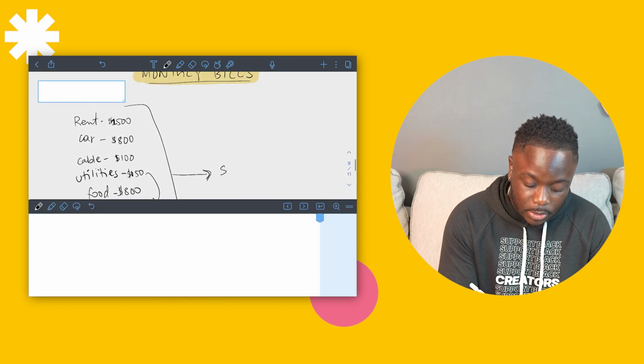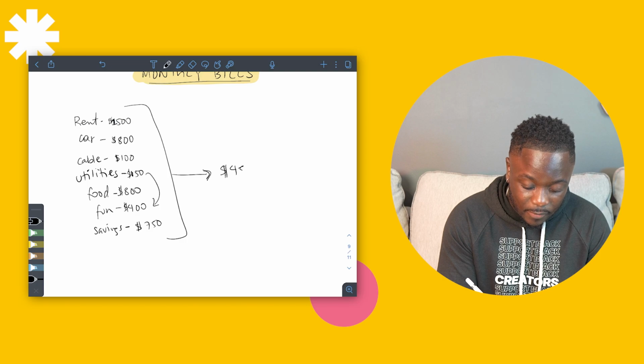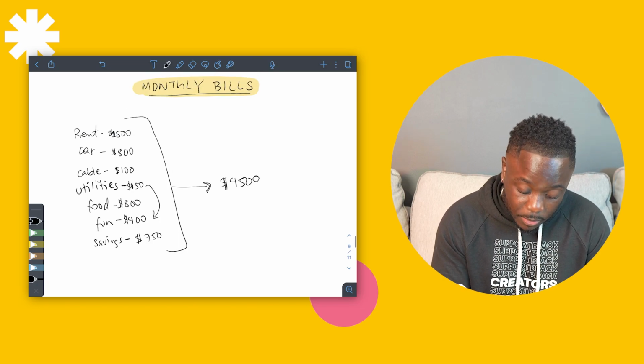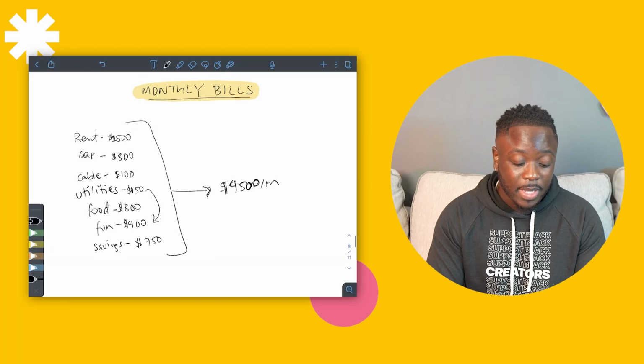If my math is correct, and pardon me if it's not, I think we got $4,500 here. So that's your number. This is your monthly bill. $4,500 a month is the least amount of money you need to make in whatever you do. This is your job. This is your business. This is whatever you do for a living. You've got to be able to make at least this much.